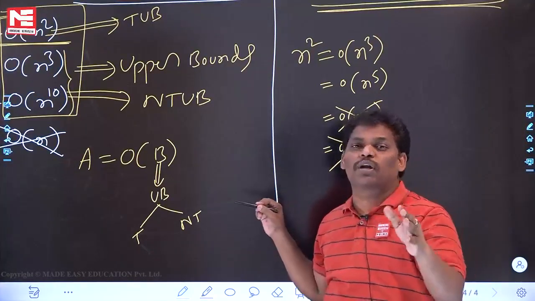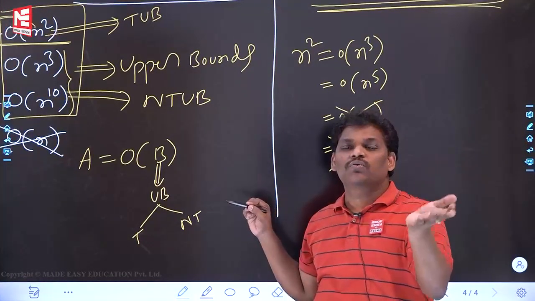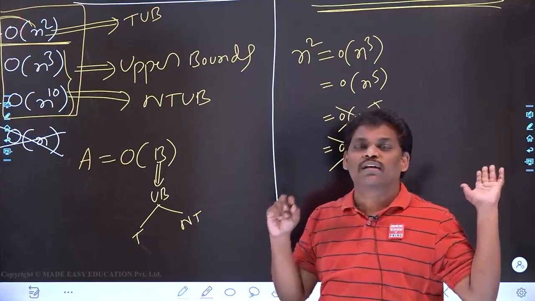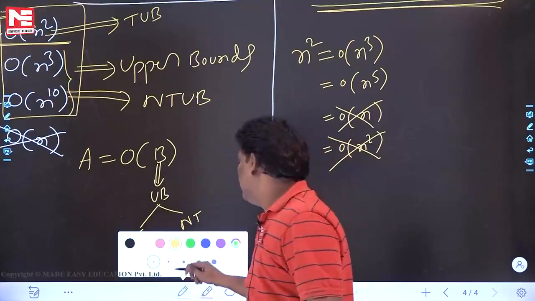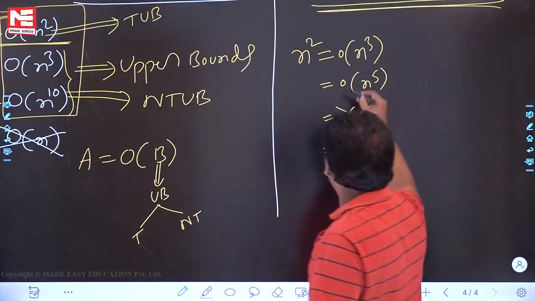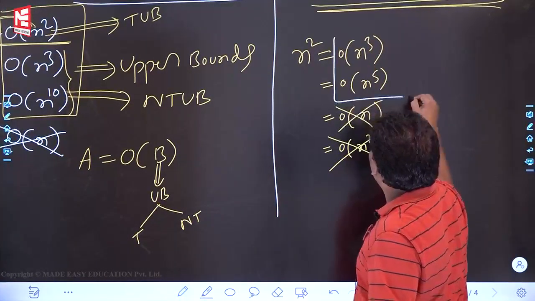Can you help me with one small line now? In Big O notation, who is there on the right-hand side? Either greater or equal functions. But in the case of small o, who will be there on the right-hand side? If you observe, what is the answer?